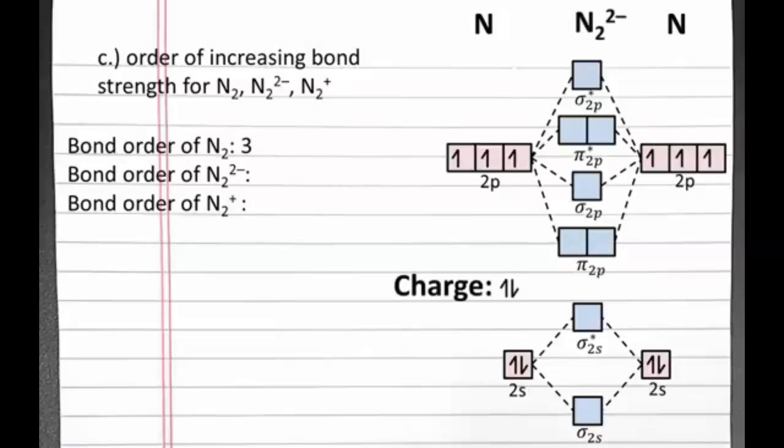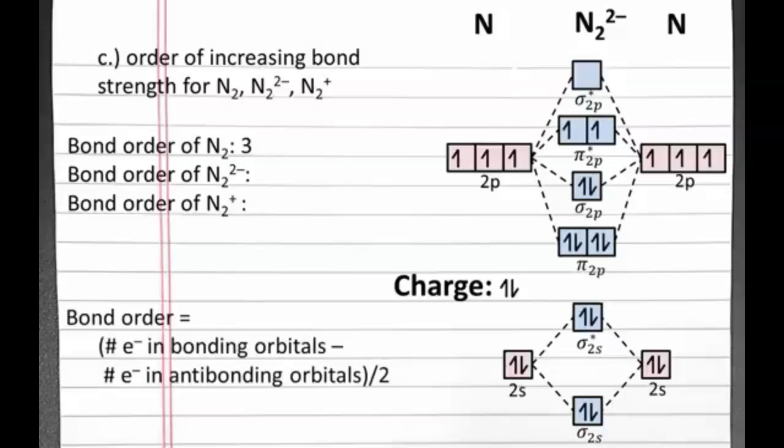The charge of N2- means we have 2 additional electrons to place in our molecular orbitals. This gives us a total of 12 electrons. So we can fill our molecular orbitals with those 12 electrons.